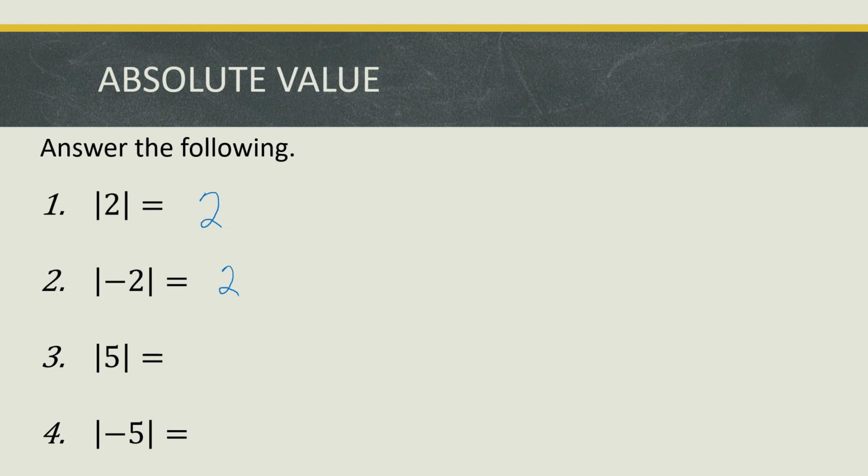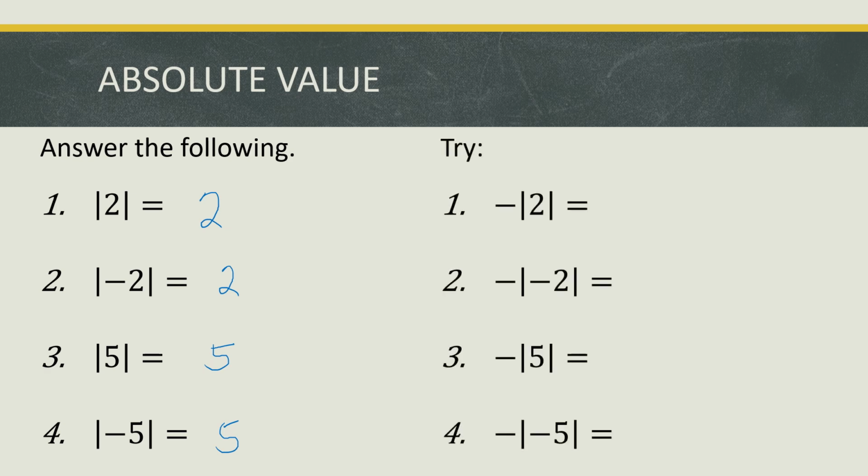For number 3 and number 4, the absolute value of positive 5 is 5, and the absolute value of negative 5 is still 5. Then the next example is very different from the first 4 examples. We have this negative sign outside the absolute value symbols.